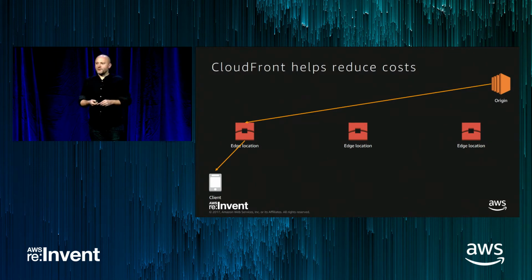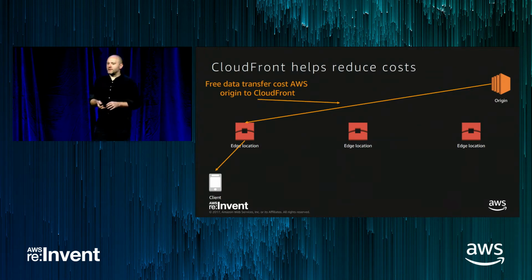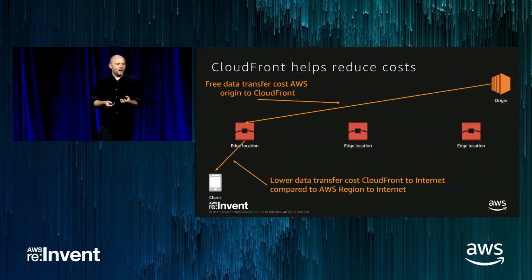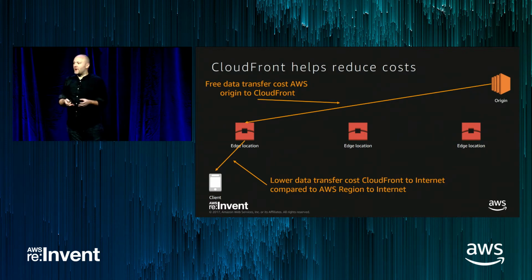Another point to be made with CloudFront is it helps to reduce the costs. The first thing is data transfer from an AWS region. If your origin is based in an AWS region, whether it's EC2 or S3 or ELB, the data transfer from that region to CloudFront is free. You don't pay for that data transfer. You only pay for the data transfer out of CloudFront itself, and this is charged at a lower data rate than out of an AWS region. So by using CloudFront, you typically get a cost saving. Whether you're using it for caching or not, you'll be using CloudFront and the lower data charges to deliver content to your end users.